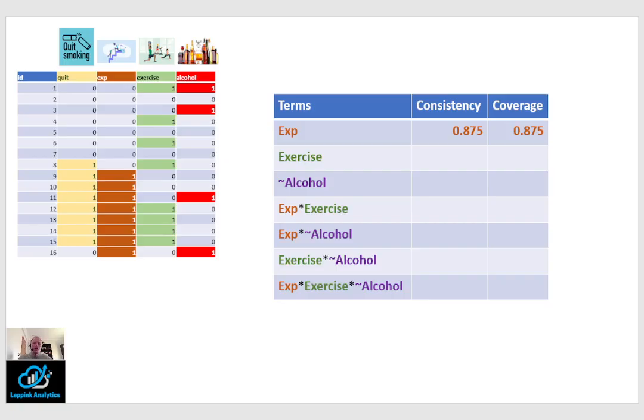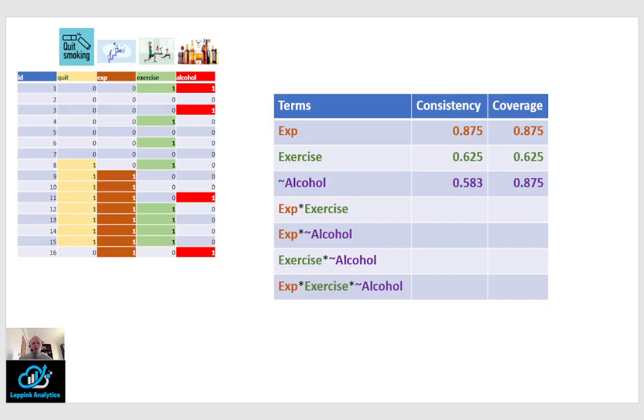Next, for exercise, we find somewhat lower numbers because only 5 of the people who exercise quit smoking, and of the 8 people who quit smoking, 5 people exercise. Now, if you think that coverage and consistency always lead to the same outcome, you are mistaken. This has been coincidence, as the following example shows.